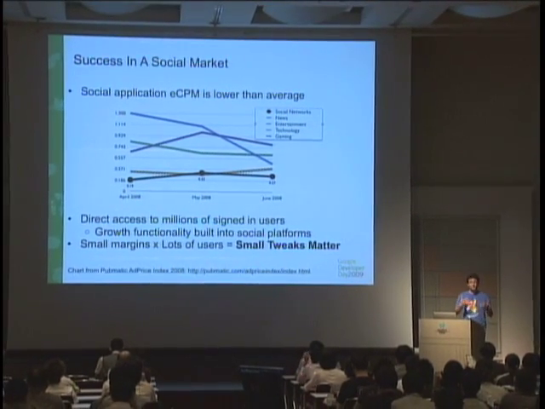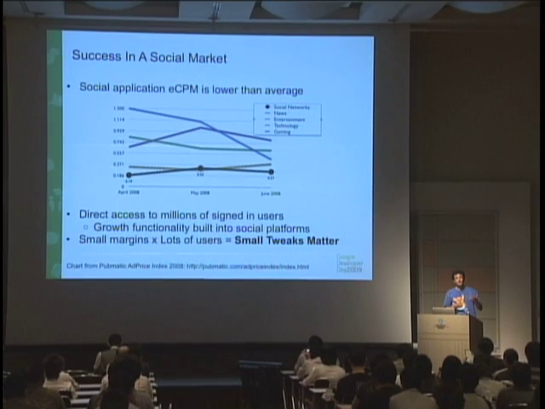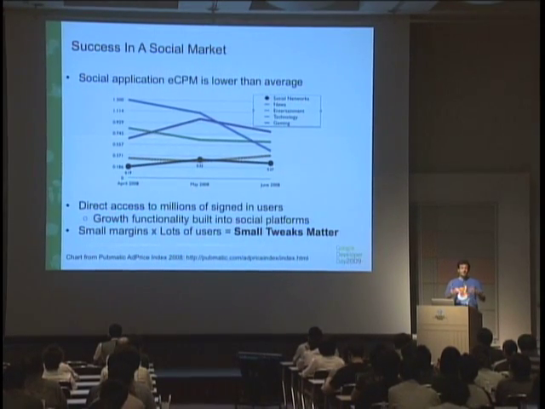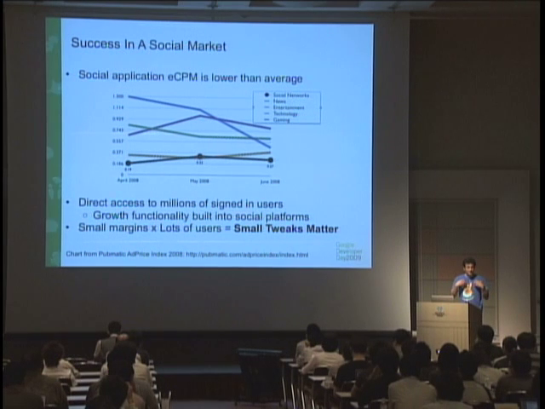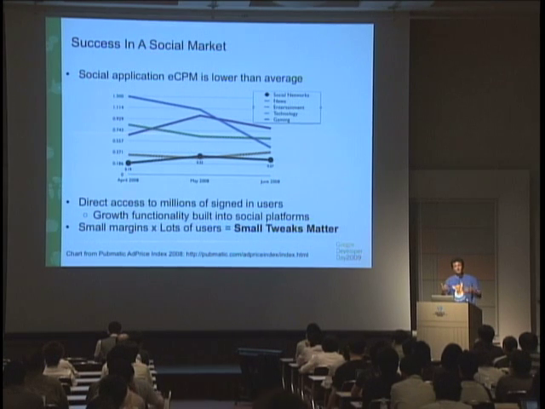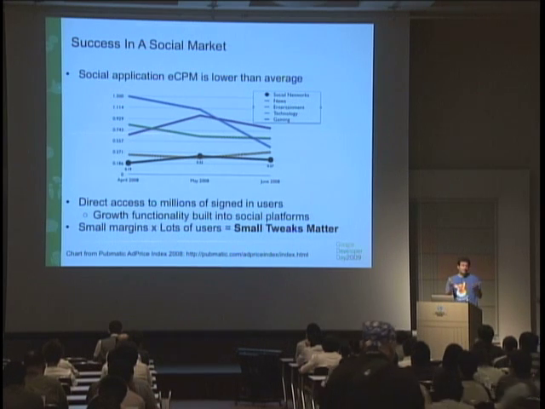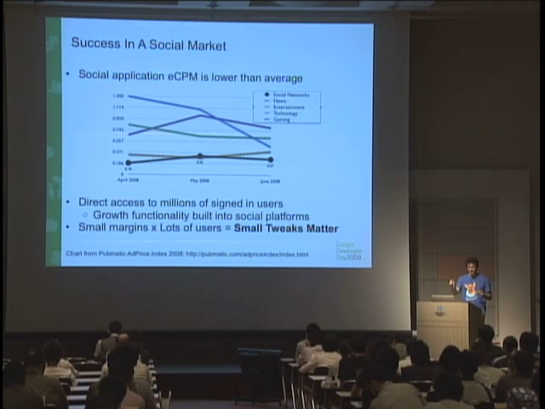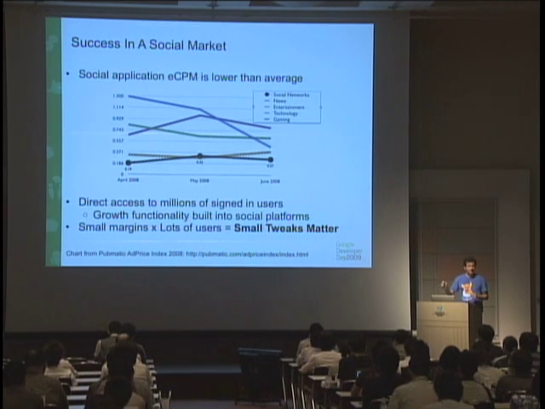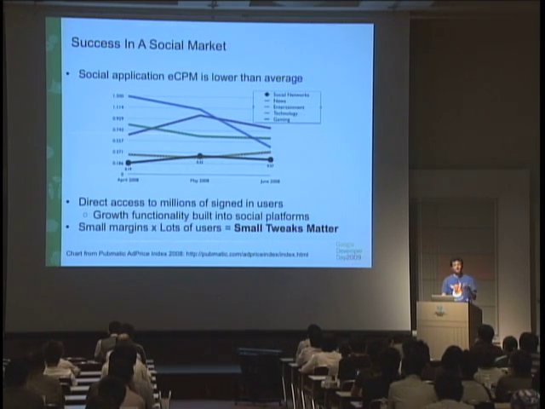On the other hand, social networks have viral features, and that gives your application access to millions of users, potentially very quickly. If your application gets viral, if friends are sharing it, then you get many users very fast. So essentially the equation for making money in social networks is you have a small margin, a low eCPM, and you multiply that by lots of users. What that means is that small tweaks to your application really matter even more than in a regular web application. So coding for performance is very important.